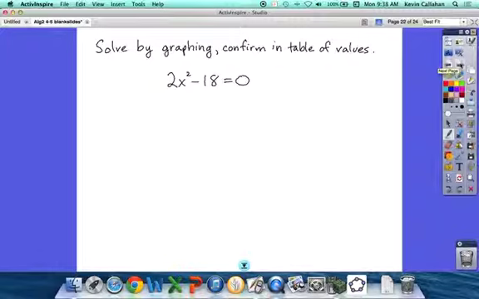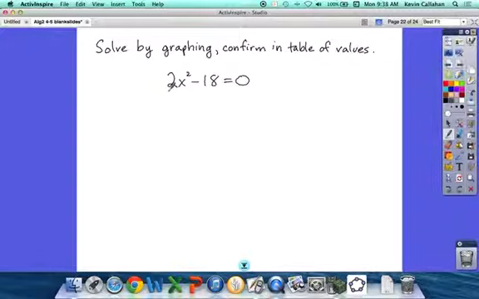Okay, solve by graphing, confirm in the table of values. So again, try this one just as a means of practice. That was the one we already did. What did we say the answers were? Remember when we solved by factoring, we took out a 2, that left x squared minus 9. We factored. Oh, x equals -3. Yeah, x equals 3 and -3.